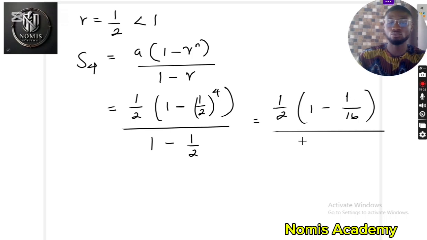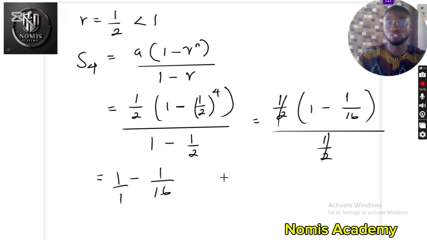Let's simplify these two. So we have 1 minus 1 all over 2, like 1 minus half. So now our answer is definitely half. That is 1 over 2. So I can simply say 1 over 2 cancels 1 over 2 here. I hope you understood that. So 1 over 2 cancels 1 over 2. So I'm left with 1 minus 1 all over 16.